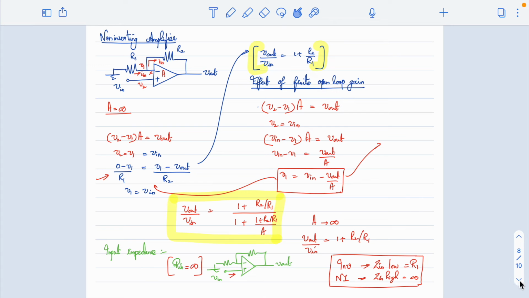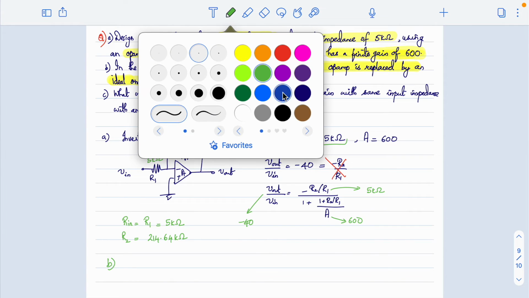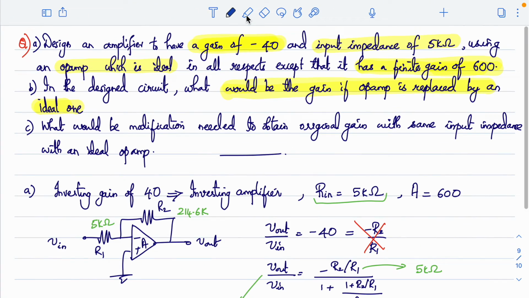What is the question saying? It says that the A part is done. Now the B part is, in the designed circuit, what would be the gain if the op-amp is replaced by an ideal one? So how will I find that? What would be the gain if the op-amp is replaced by an ideal one? What gain is it again? The gain which is asked is again the closed loop gain.